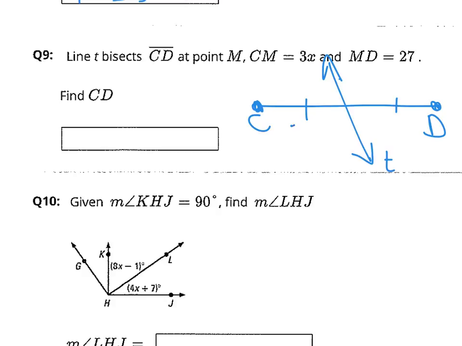It says CM. This is point M, where it bisects. But from C to M is 3x, and from M to D is 27. They want to figure out CD. Okay, so they want to figure out how long this whole thing is. So set these two equal to each other and solve for x. So you're just going to say 3x is equal to 27. Solve for x. And then plug x back in here and take 3 times that. Okay, and if these are equal, you have an idea what this should be. But then add the 2 halves together. They want the whole length for CD.